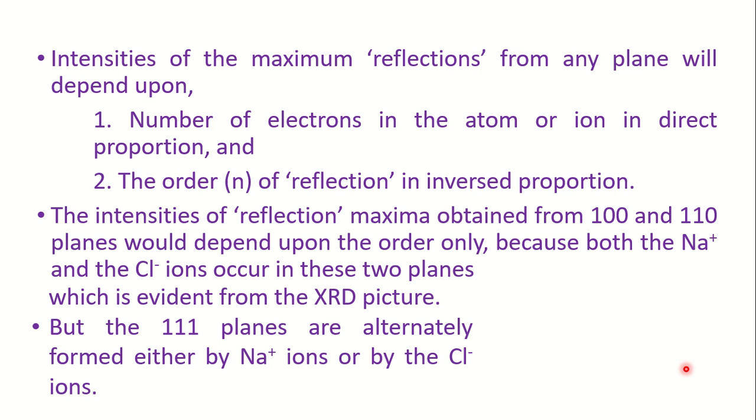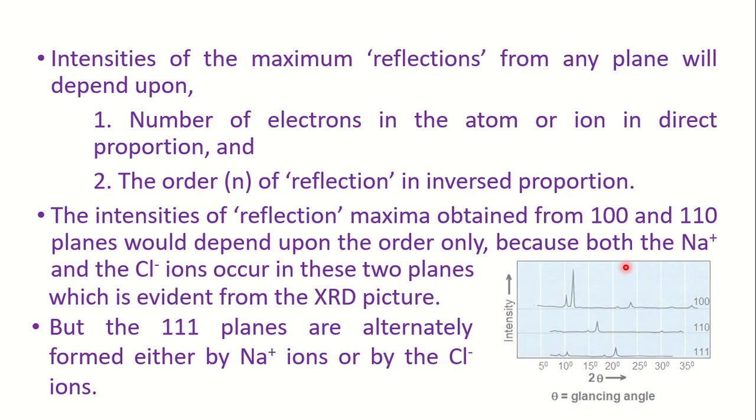The intensities of reflection maxima obtained from the 100 and 110 planes would depend upon the order only. Why upon the order only? For 100 and 110, not for 111? Because both the Na plus and Cl minus ions occur in these two planes, which is evident from the XRD picture. As it had been shown, this line is more intense than this line. This line is more intense than this line.